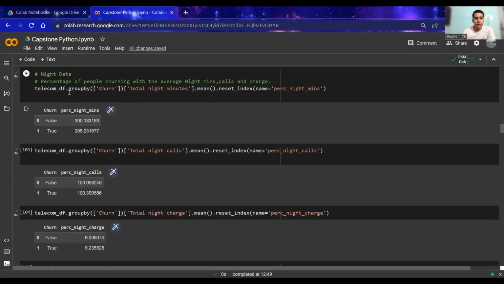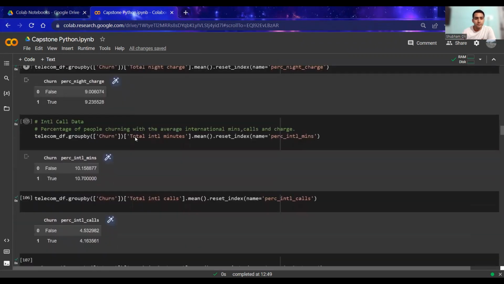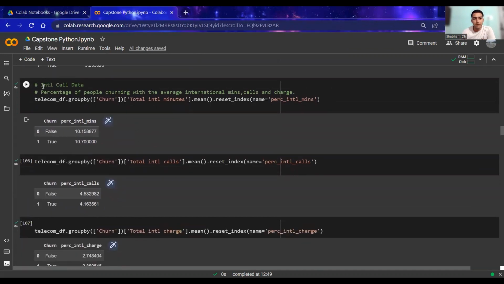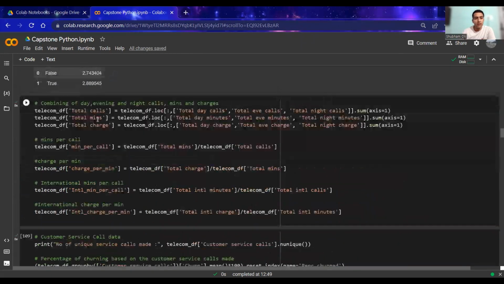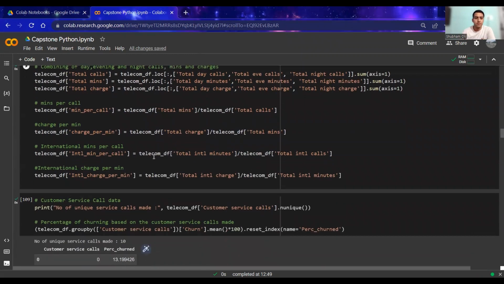And same here for night data, we have got percentage of night minutes, night calls, night charges. Here we can see these two are approximately same. And same as for international call data, we find percentage for international minutes, international calls, and international charges. Here we can see these three are also approximately same. So now combining of day, evening, and night calls, minutes, and charges.